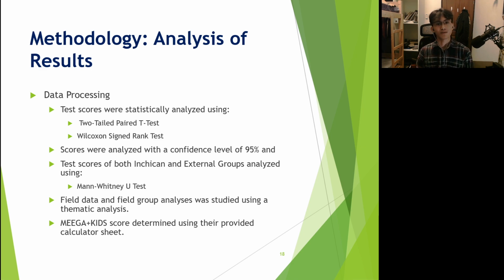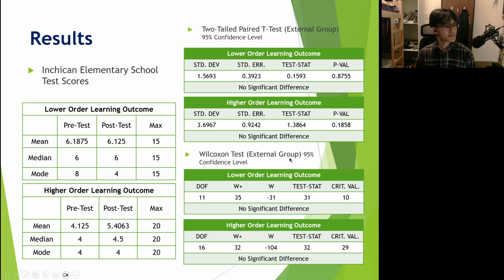And heading on to our results. The Chican pre- and post-test scores for both the t-test and Wilcoxon test at a confidence of 95% were found to be not significant for both the higher and lower outcomes. For both low medians, modes, and averages, the scores are greatly lower than the expected result.